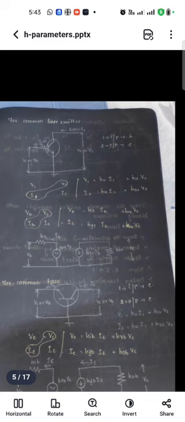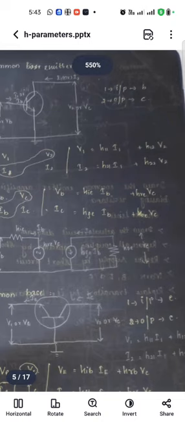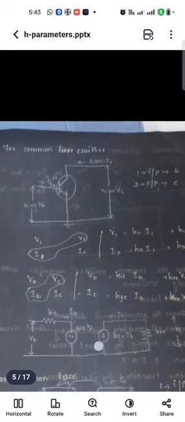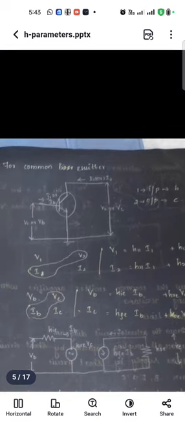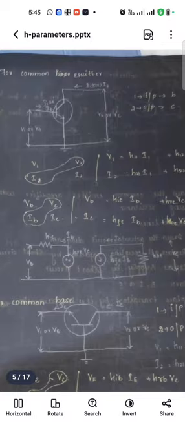Okay. Now we will draw the diagram. So see the diagram. This is the diagrammatic representation of the common emitter H model. Okay, so I think you all understand. Next, we move on to common base.